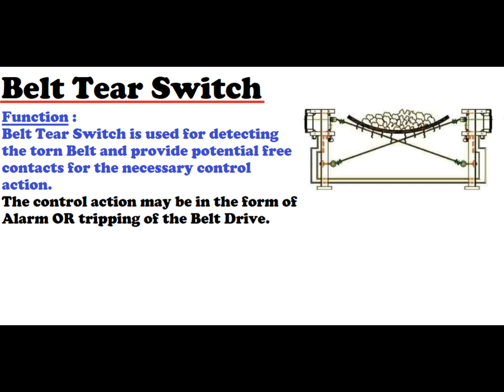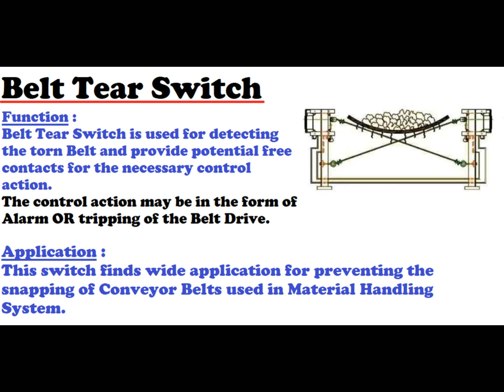First is function. Belt tear switch is used for detecting the torn belt and provides potential free contact for necessary control action. The control action can be in the form of an alarm or tripping of belt drive or feeder. And lastly, you can see the application here. This switch finds wide application for preventing the snapping of conveyor belt used in material handling systems.